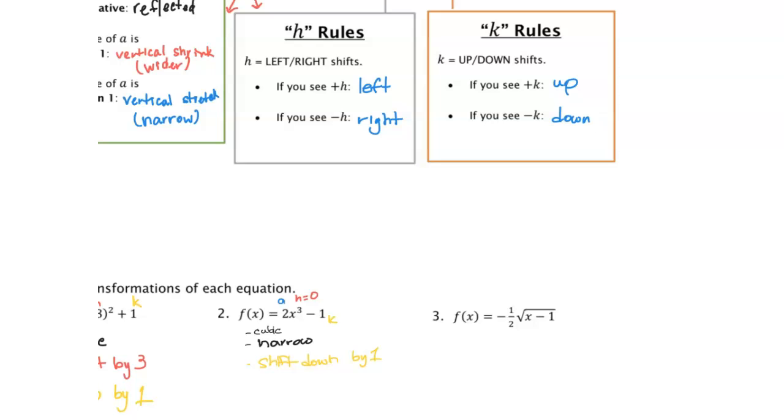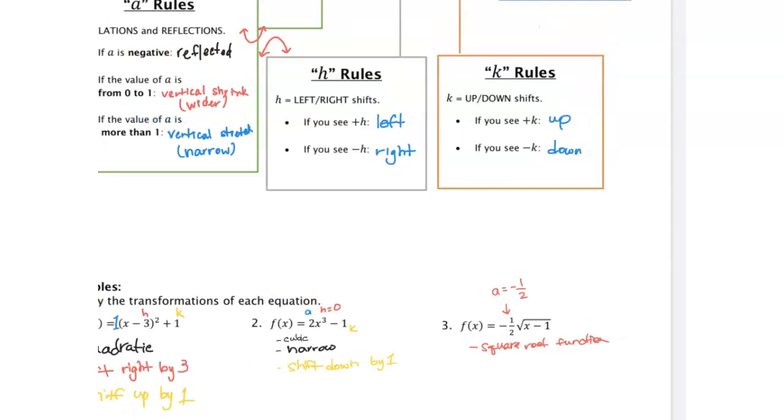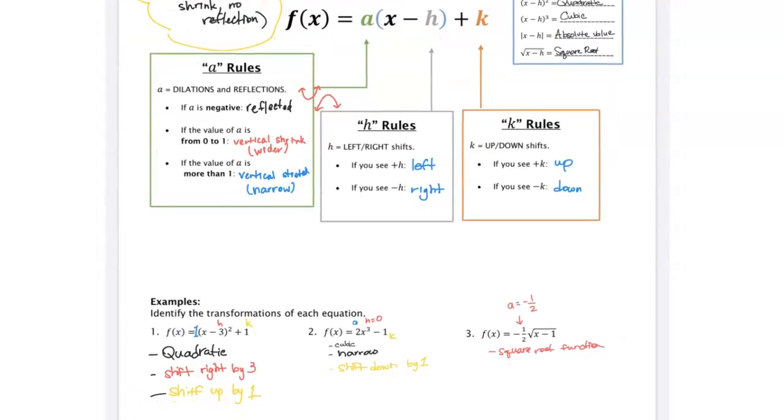-1/2 times the square root of x minus 1. First off, identifying the family, we have a square root. This is a square root function. Out in front, we have our a value. So a is a -1/2. So let's look at our a rules. So first off, our a is a negative. So we have a reflection.